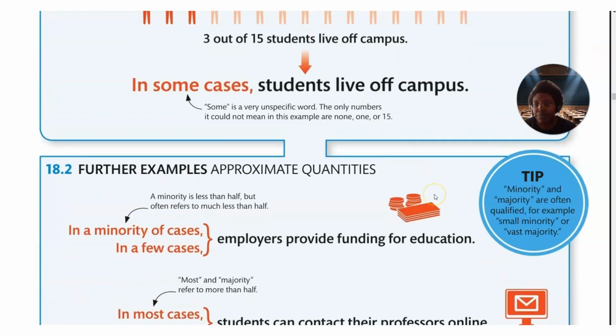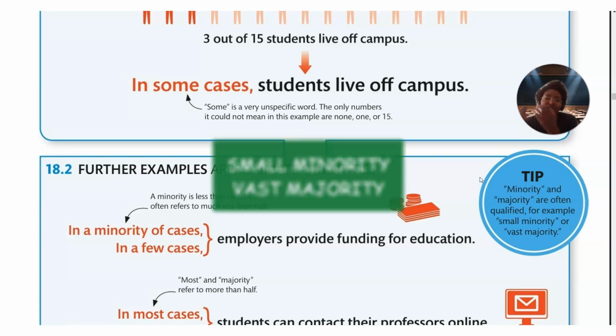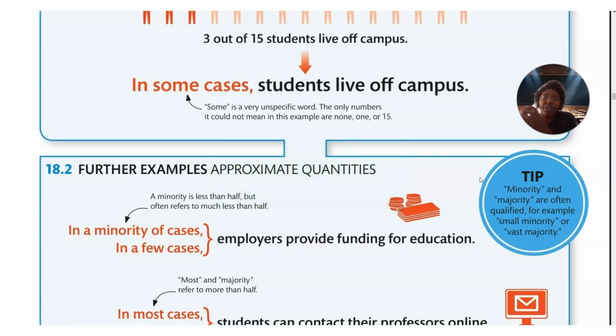Let's go back to this blue tip box. So get comfortable using these two words, minority and majority, are often qualified, for example, small minority or vast majority. So what does that mean? We don't always use these words alone, minority or majority. We say we qualify them, meaning we like to use other words with them. So how much of a minority? We might say a small minority. So minority is already small, but when we add small minority, it's even smaller. Or you have majority, which of course majority has its own meaning, a lot. But when you say vast majority, oh wow. So we're really talking about a lot.